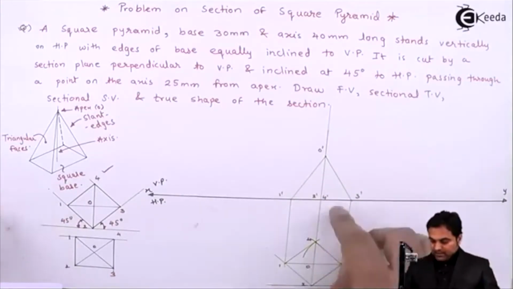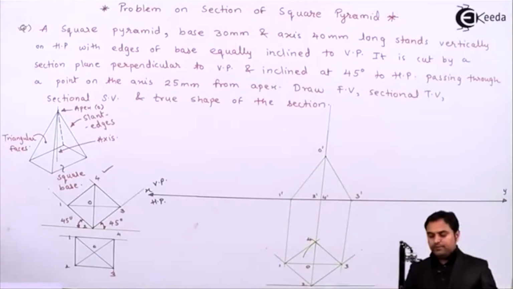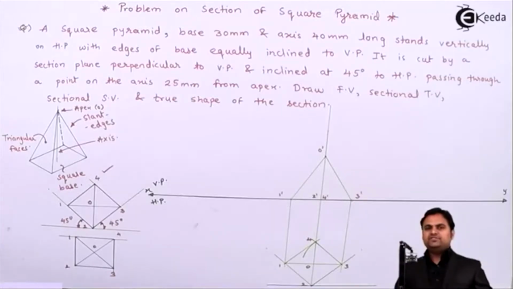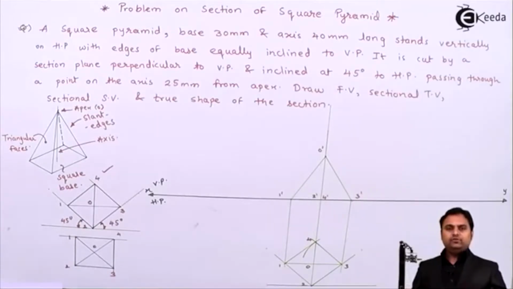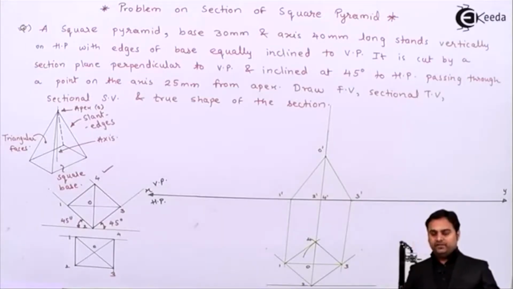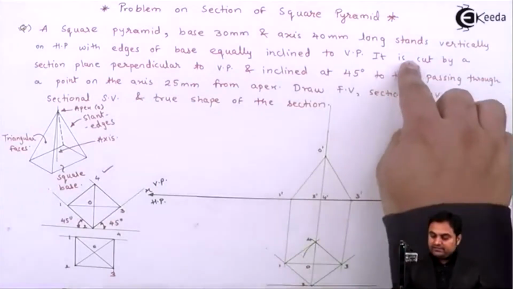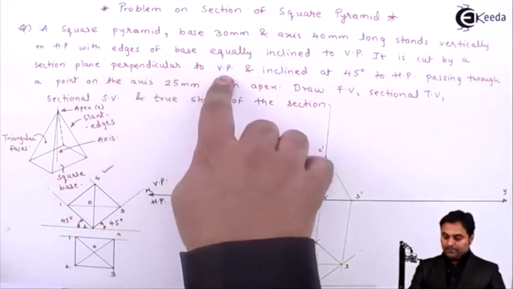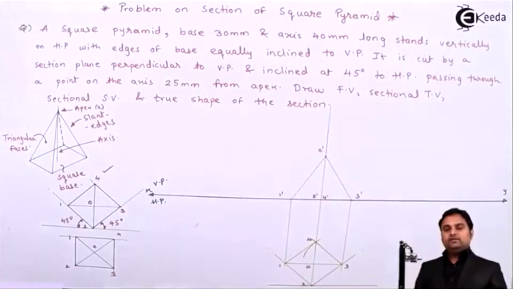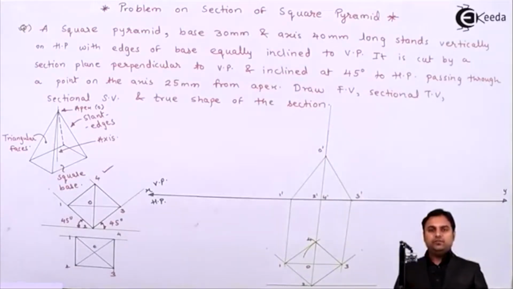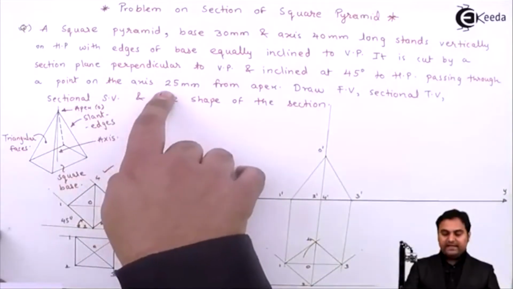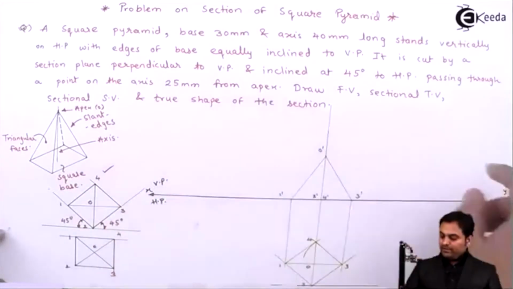Next, after drawing the initial conditions, I won't be making it dark because this pyramid has been cut. So which portion is retained, which is removed, that we do not know. So we cannot make it dark just right now. For that I have to mark the cutting plane. Now it is given that it is cut by a section plane perpendicular to VP and inclined at 45 degree to HP. Inclination with HP will be seen in VP, and where it is cutting, passing through a point on the axis 25 mm from apex.